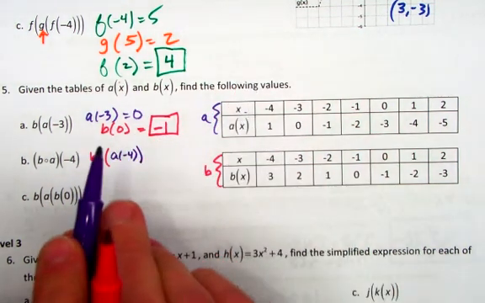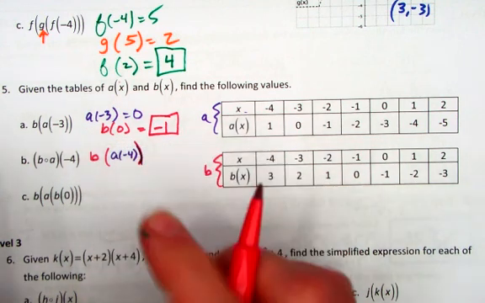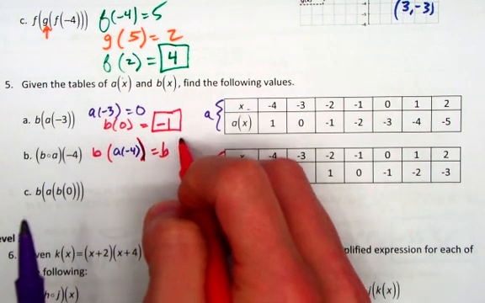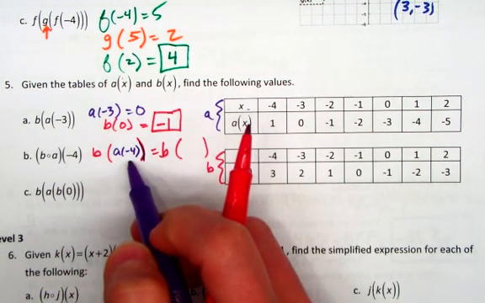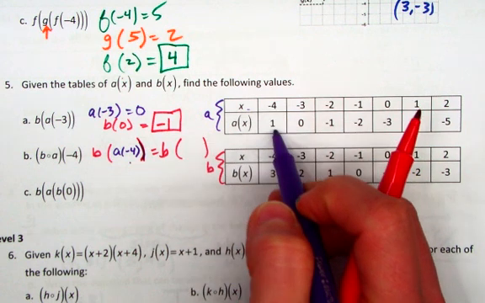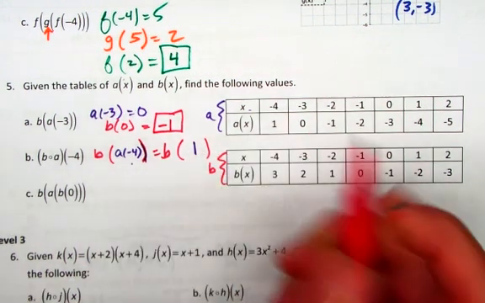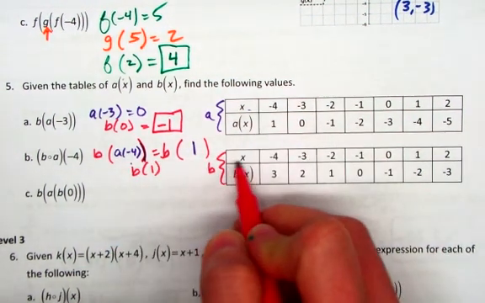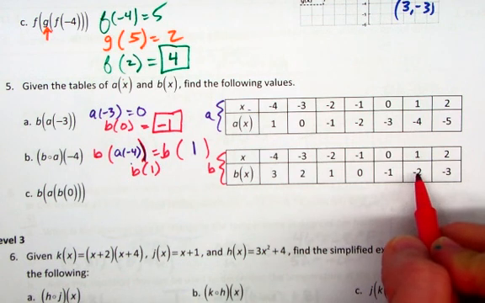Okay, and this is b of a of negative 4. So I need to find a of negative 4 first. I come over here, negative 4. That's 1. And then b of 1 is negative 2.